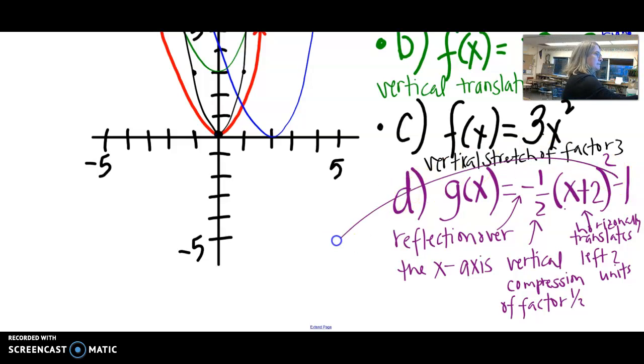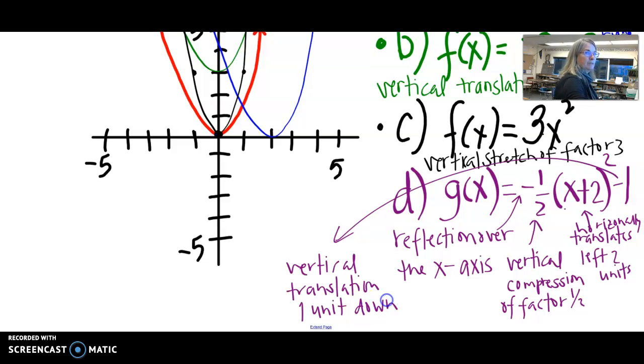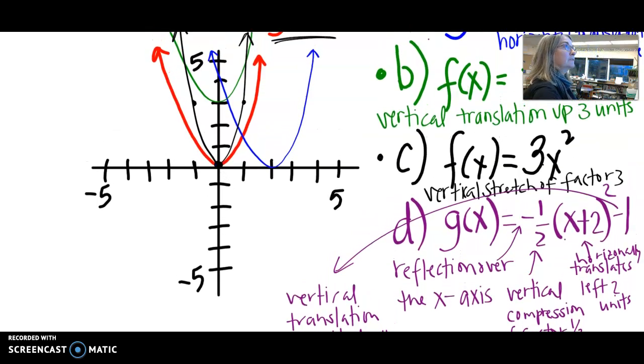I'm going to do this. -1. It's a vertical translation. One unit down. Okay, so it's vertical because it's after you've squared.